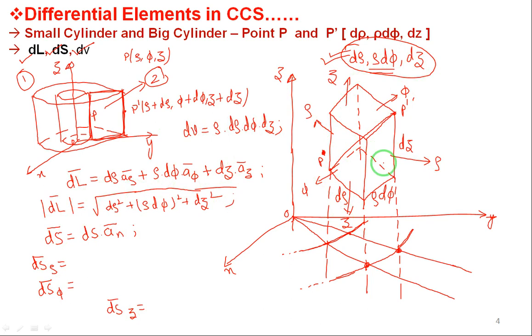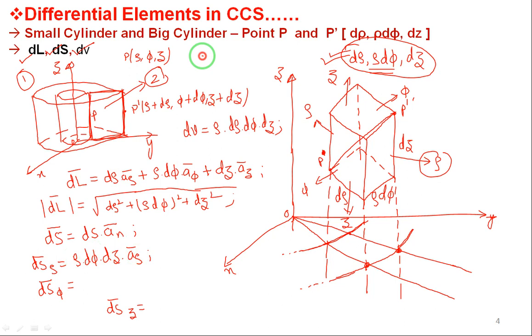Rho direction means back face and front face, right? Let me take the front face along radial direction, this one. Which are the two sides of that front face? One side is dz, another side is rho into d phi. Just multiply the two sides, you will get the differential surface area. So rho d phi dz into the unit vector, which here is a rho. This is simple, just by geometry we have written. Blindly also we can write.